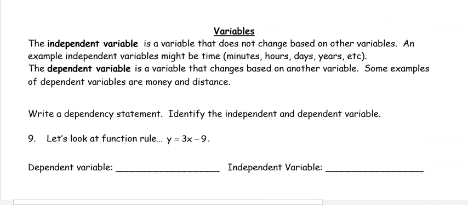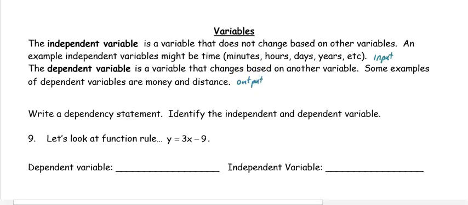Now, variables. You've talked about variables before in science. So there are two types of variables, independent and dependent variable. The independent variable is a variable that does not change based on other variables. An example of an independent variable might be time, so hours, minutes, days, etc. You can think about your independent variable as the input into an equation. Your dependent variable then is a variable that changes based on another variable. So sometimes those examples are money and distance. This is thought about as the output.